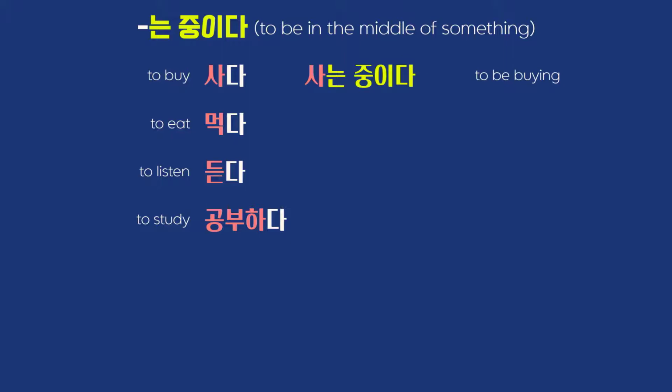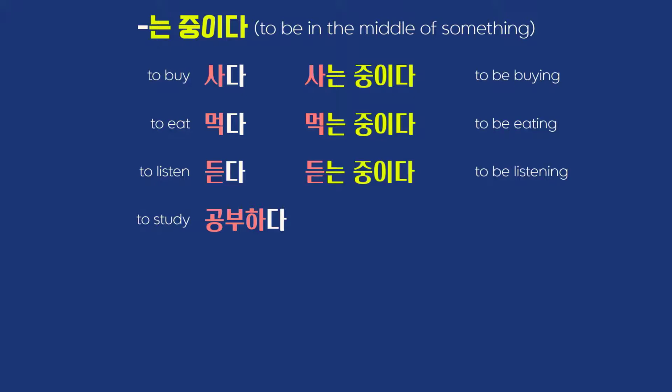Now, same as 고 있다, to add 중이다 to verbs, we simply add it to the verb stems. So we can say 사는 중이다, to be buying. 먹는 중이다, to be eating. 듣는 중이다, to be listening. 공부하는 중이다, to be studying.